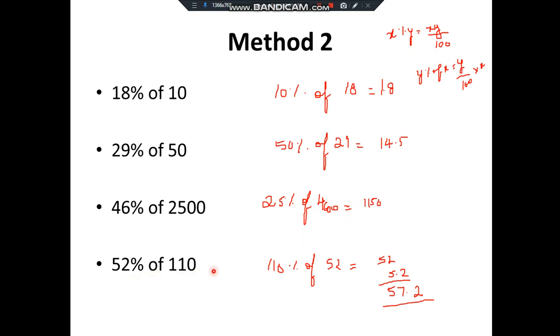Next, 52% of 110. You can interchange as 110% of 52. We know 100% of 52 is 52 and 10% of 52 is 5.2. On adding, we'll get 57.2. Hope you understood, okay?